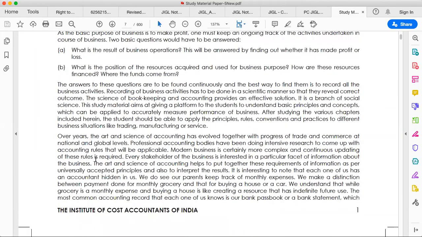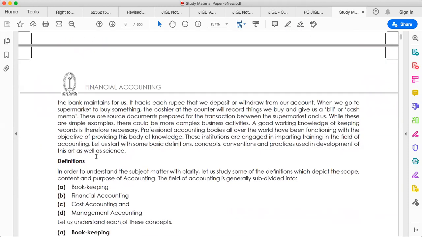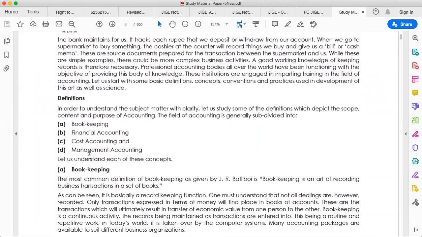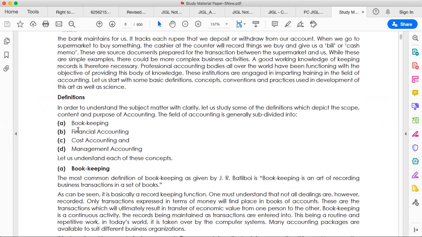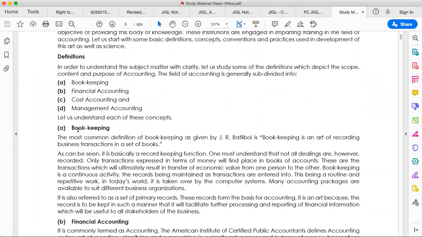Okay, so we'll start with the definitions of different things. There are four basic definitions. Accounting is divided into four different parts: bookkeeping, financial accounting, cost accounting, and management accounting. So what is bookkeeping, what is financial accounting, cost accounting, and management accounting? Most of the time bookkeeping and financial accounting are used interchangeably, but these are two different things. Bookkeeping is different and financial accounting is different.